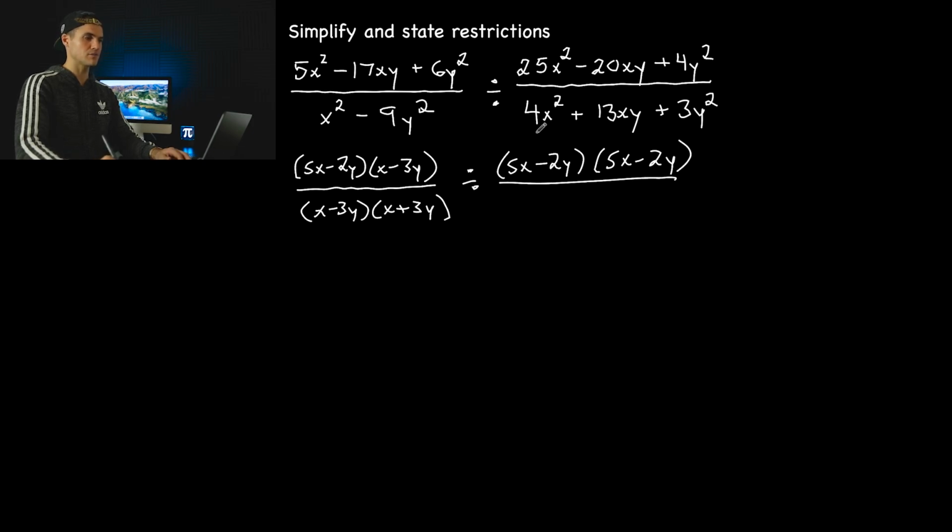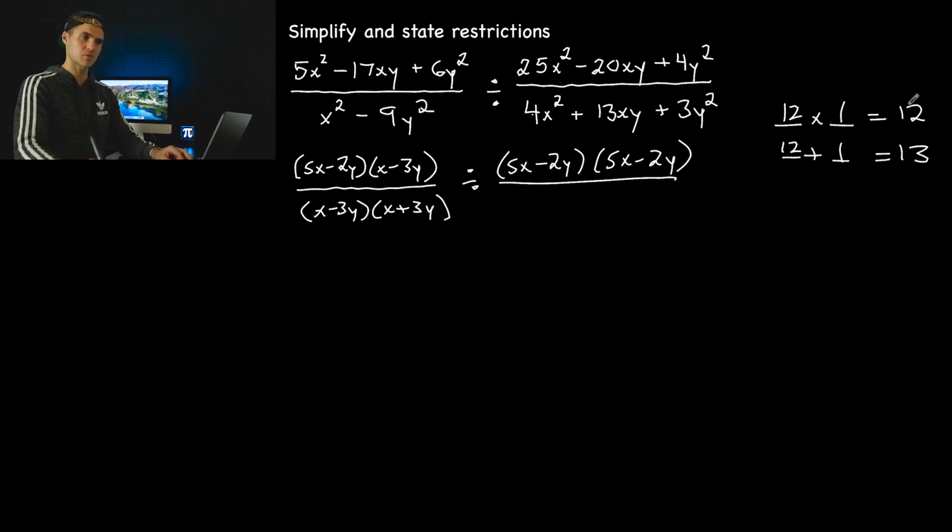And then this final denominator here, the 4x squared plus 13xy plus 3y squared. So let's right away find out what two numbers are multiplying to 4 times 3, which is 12, and then adding up to that b value of 13. In this case, it's what? 12 and 1? Positive 12 and 1? Oh, not 21, 12 and 1.